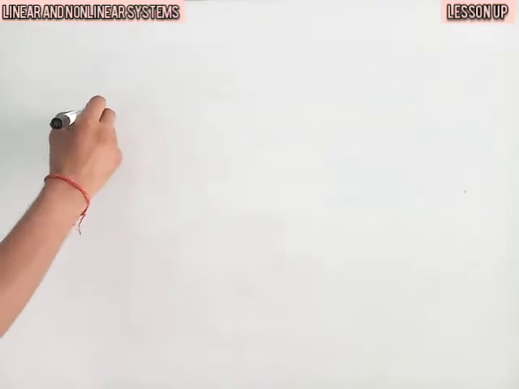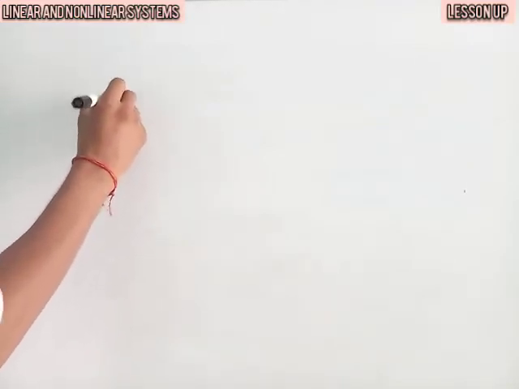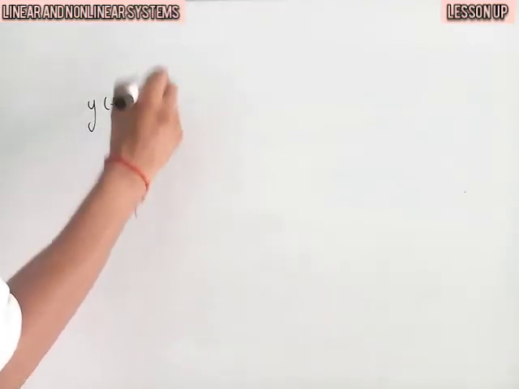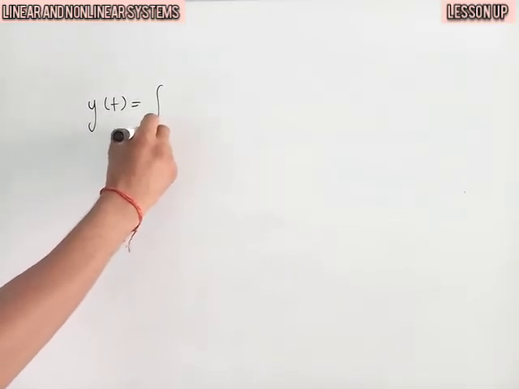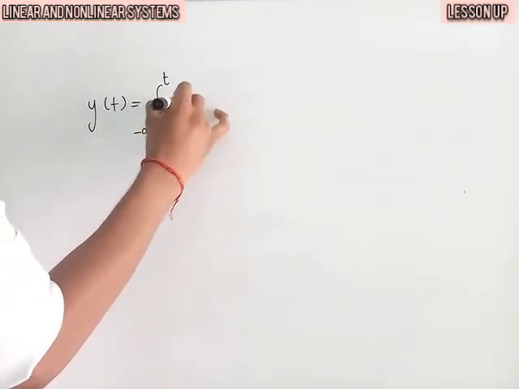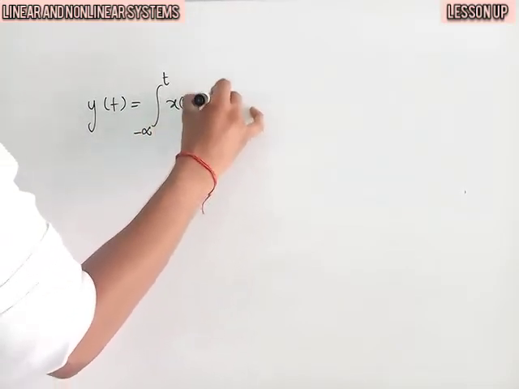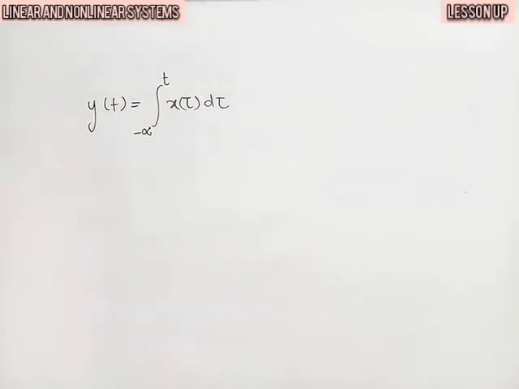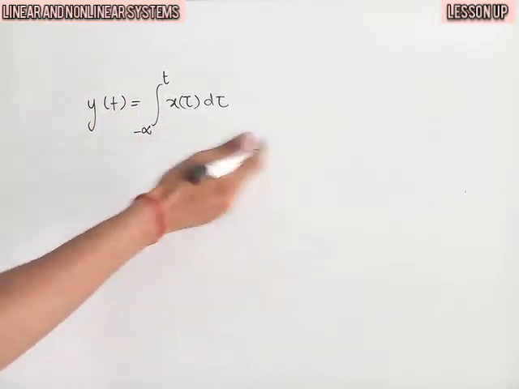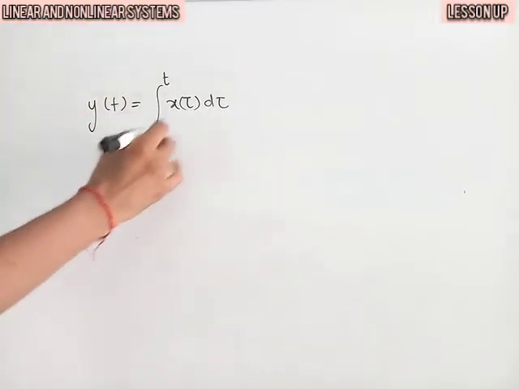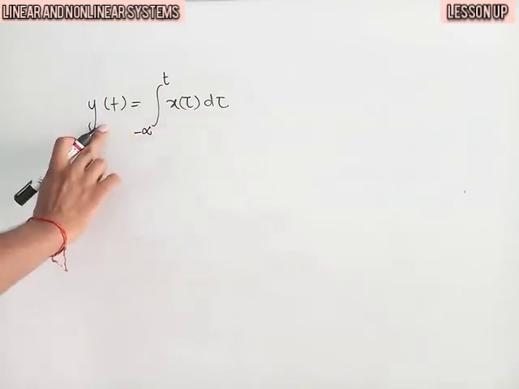In our next example, we will see if y of t is the integration of input x of tau d tau. So, we will do this quickly. If we give input x1 of t, we will get y1 of t.